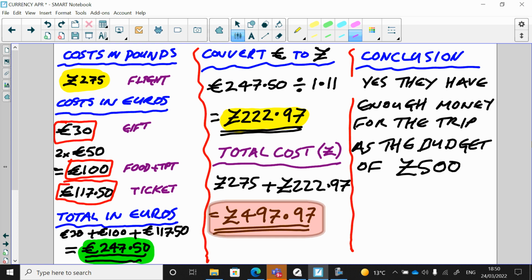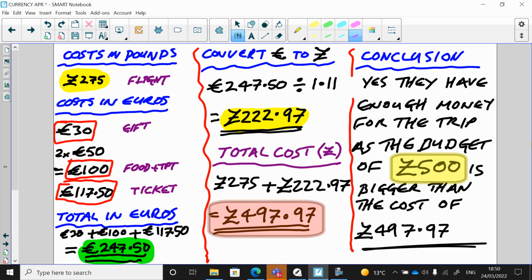There's a budget of £500. Yeah, that was the budget. That was the set budget. Well, we're going to compare to what we actually calculated. That's actually bigger than the cost of £497.97. Right, I'm going to leave it at that there.